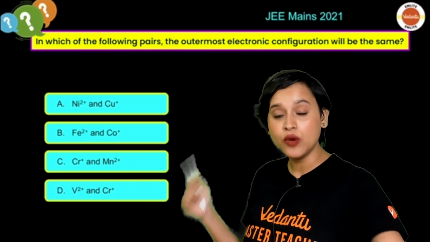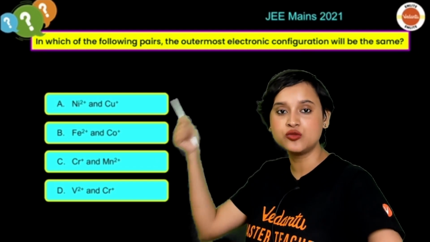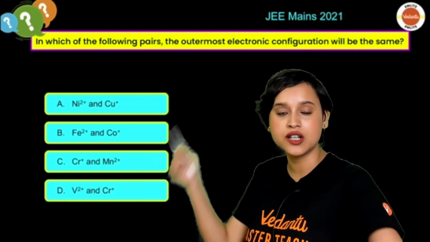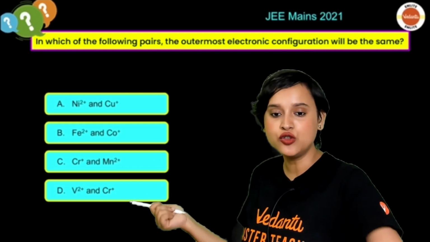Check it out. In which of the following pairs will the outermost electronic configuration be the same? Will it be Ni2+ and Cu+? Will it be Fe2+ and Co+? Will it be Cr+ and Mn2+, or will it be V2+ and Cr+?